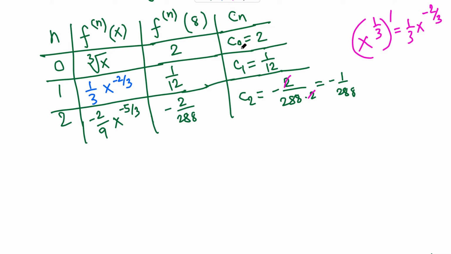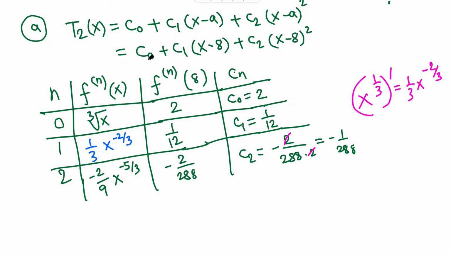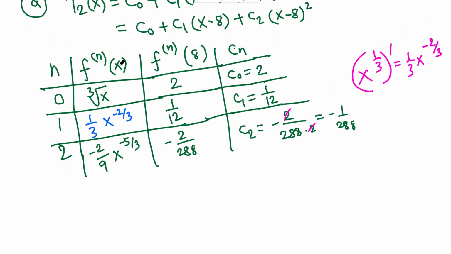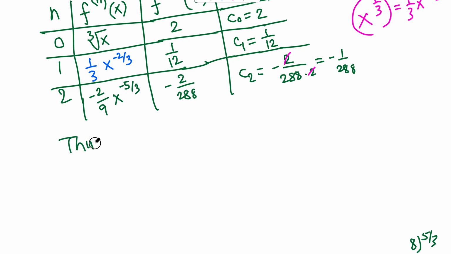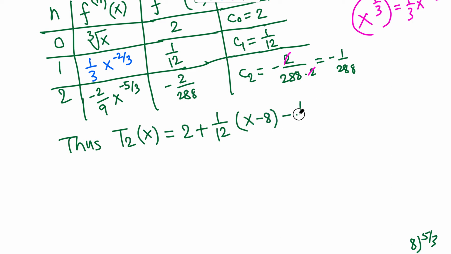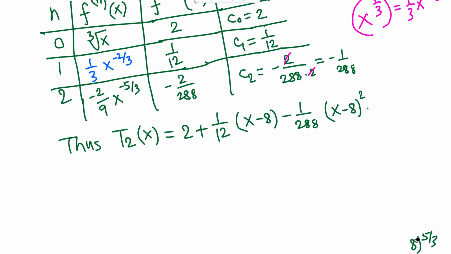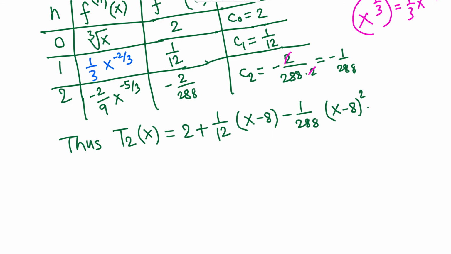Okay, now we've got all the constants. So we plug in here and find T2. Thus, the degree 2 Taylor polynomial is C0, which is 2, plus C1, 1 over 12, times (x minus center), plus C2, that is negative 1 over 288, times (x minus 8) squared. Okay, that's part A.